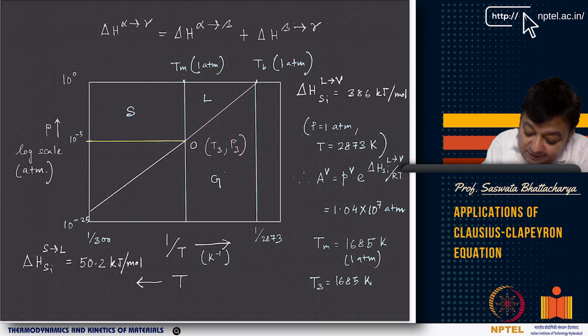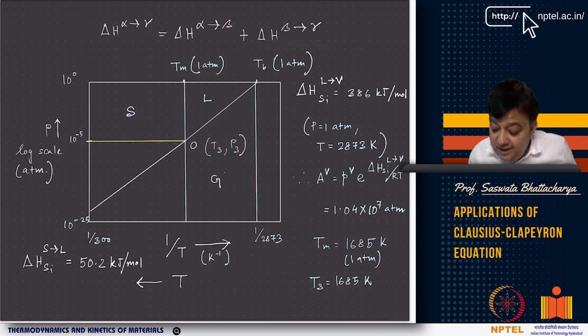Okay. Now, one thing, delta H alpha to gamma, where alpha is the solid phase and gamma the gaseous phase. Again, I can write the same way, like in steps of 2. So this is delta H alpha to beta, which is basically solid to liquid, and this is liquid to gas, beta to gamma. So, for example, this is done for silicon.